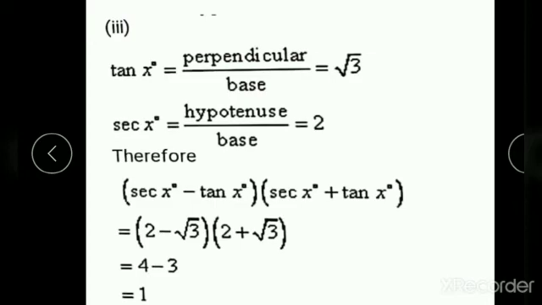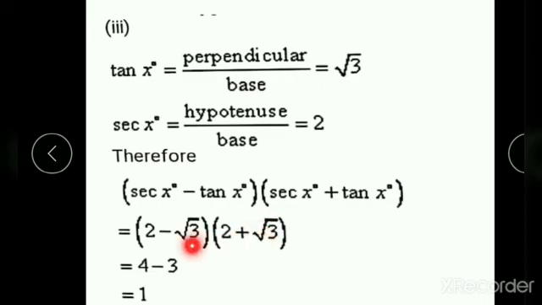The next one you have to find out is secant x naught minus tan x naught into secant x naught plus tan x naught. So for this you should know what is secant x naught and tan x naught. So now you know all the three sides. You can find out tan x naught, that is perpendicular divided by base. So perpendicular is root 3 divided by base 1. So you get root 3. Secant x naught is hypotenuse by base, that is hypotenuse 2 divided by base 1. So you get 2. So substitute the value of secant and tan in this. So you get secant is 2 minus tan x naught is root 3 into secant is 2 plus tan x naught is root 3.